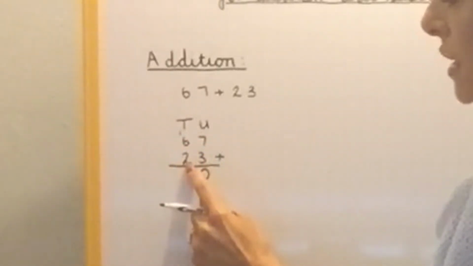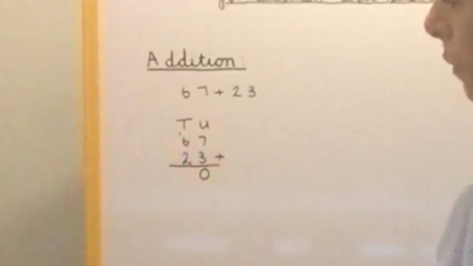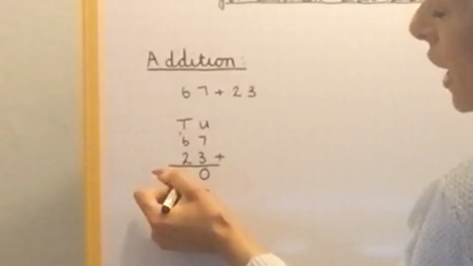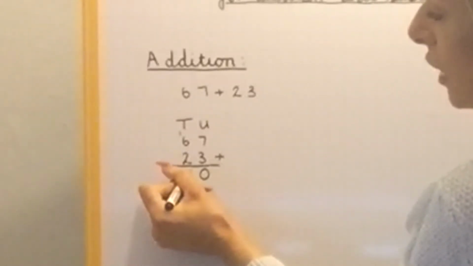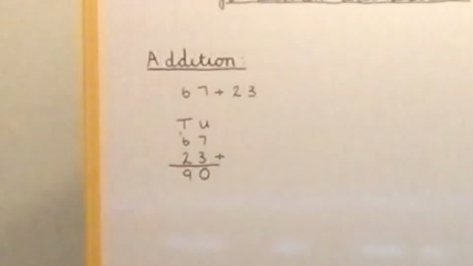Then I'm going to move over and I'm going to add up my tens. 6 add 2 is 8, and don't forget this one up here. Add that on and you get 9. So 67 add 23 is 90.